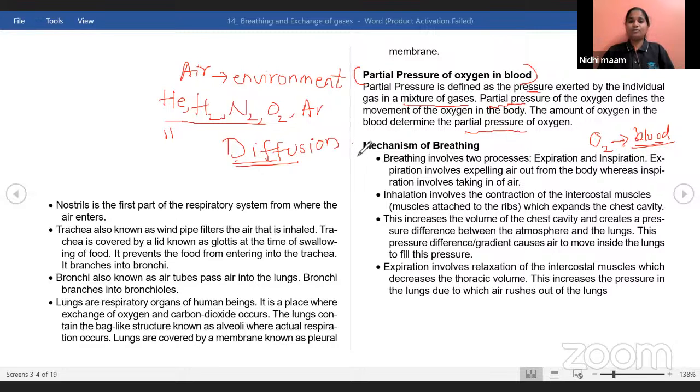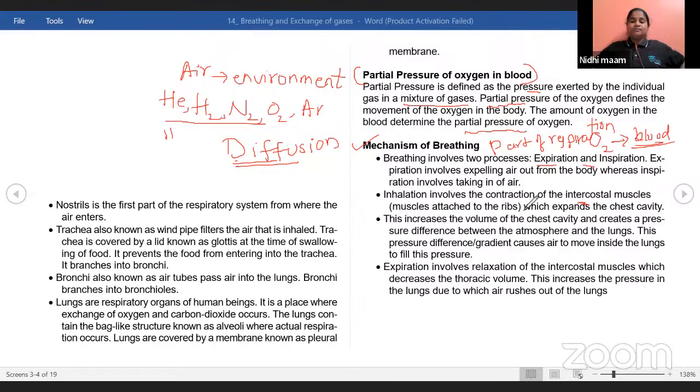Fine. When we come to the mechanism of breathing, breathing is a part of respiration. Remember, it is not respiration, it is a part of respiration. Yes, YouTube students. It involves expiration and inspiration. Expiration involves expelling the air from the body, moving out of the body. Inspiration means taking air inside the body. Inhalation involves contraction of the intercostal muscles, the muscles attached to the ribs. What do you mean by intercostal? Here you can sense your ribs, so the muscles are attached to the ribs.